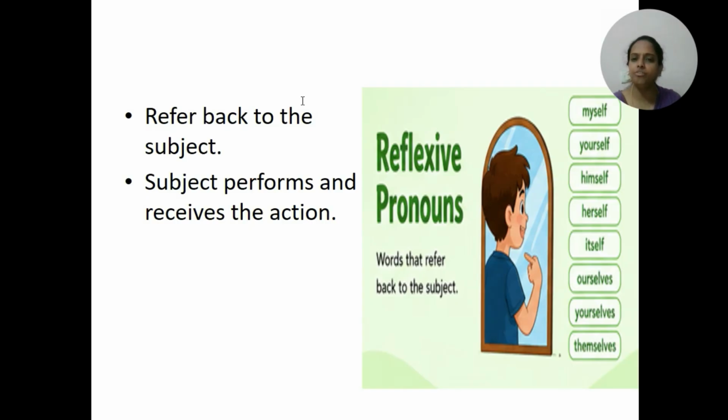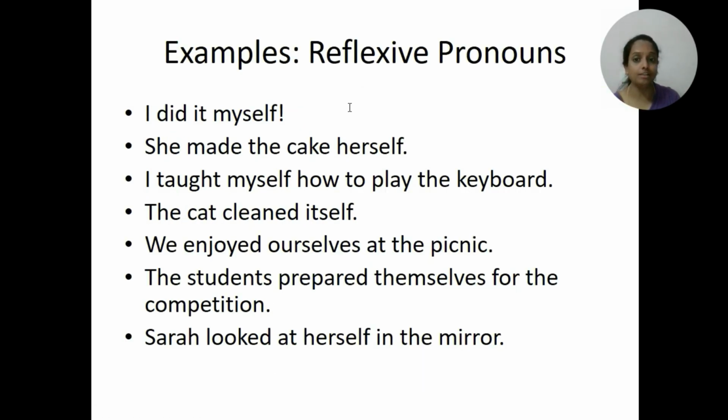Okay, so common reflexive pronouns are myself, yourself, himself, herself, itself, ourselves, yourselves, themselves. Got it? Let's see some examples. I taught myself how to play the keyboard. The cat cleaned itself. We enjoyed ourselves at the picnic. The students prepared themselves for the competition.